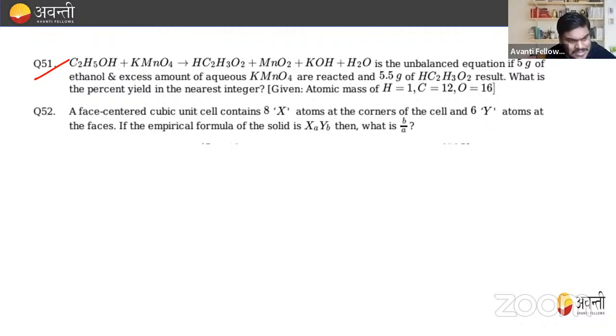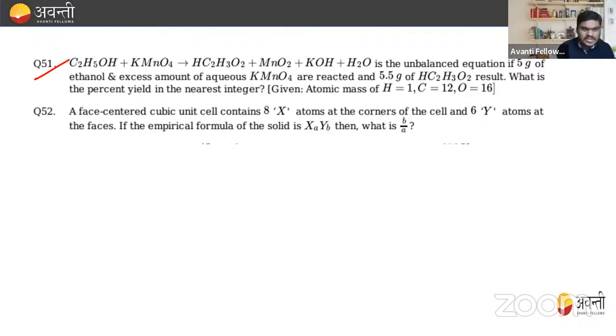When ethanol is treated with KMnO4, it produces HC2H3O2 plus MnO2 plus KOH plus H2O. This is the unbalanced equation. If 5 gram of ethanol and an excess amount of aqueous KMnO4 are reacted and 5.5 gram of HC2H3O2 results, what is the percentage yield to the nearest integer? You have to just tell the percentage yield to the nearest integer.